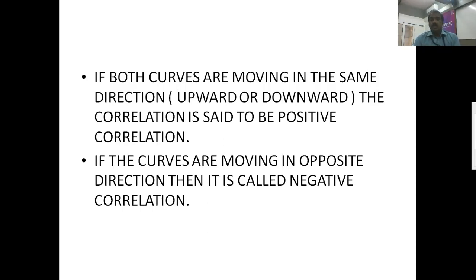And if the curves are moving in the opposite direction, if x is increasing and y decreases, if y is increasing, x decreases. Understood? If x is increasing, y is decreasing in the opposite direction. If y is increasing, x decreases in the opposite direction, then it is called a negative correlation.